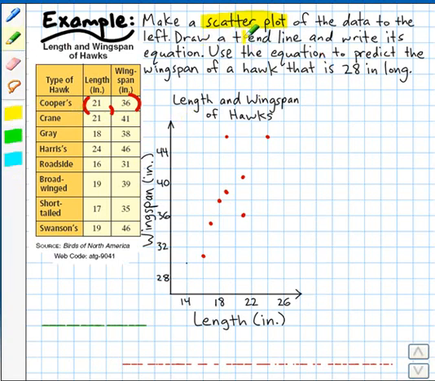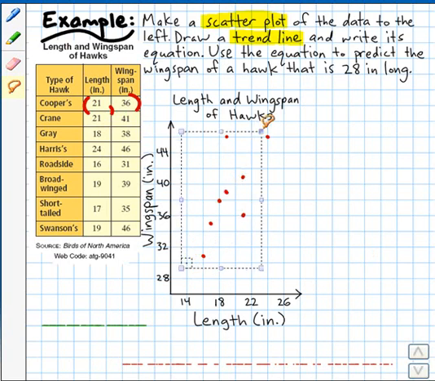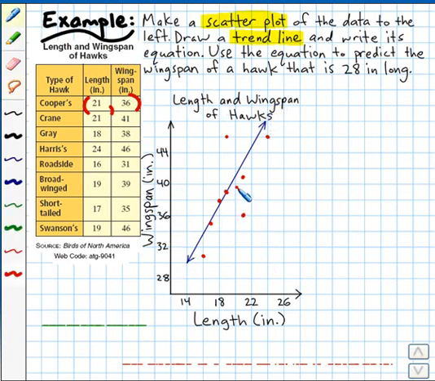Next, we want to draw a trend line. Now remember, a trend line is close to the points in the scatter plot, and it shows a correlation. So this is a good trend line for our scatter plot. There we go. Now we want to write the trend line's equation.